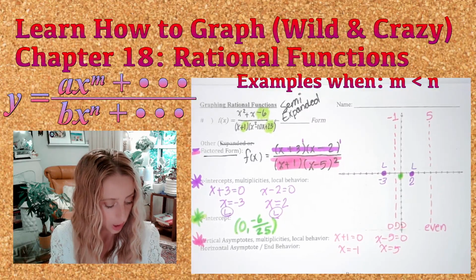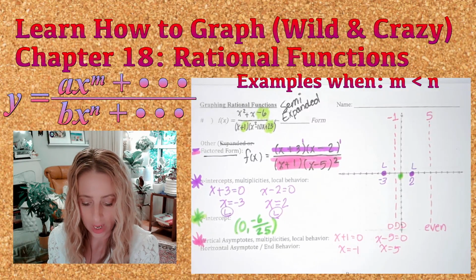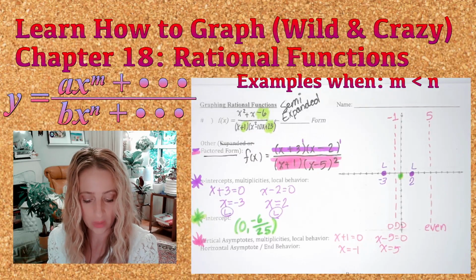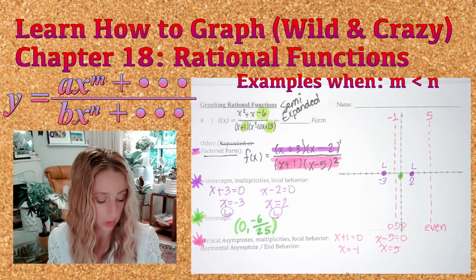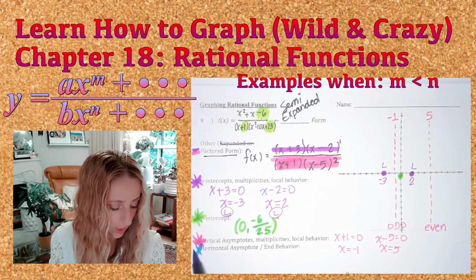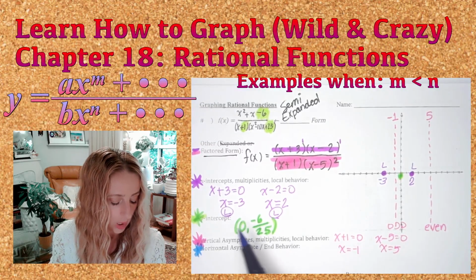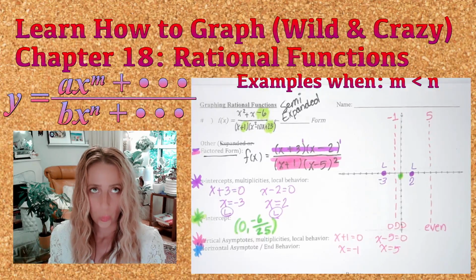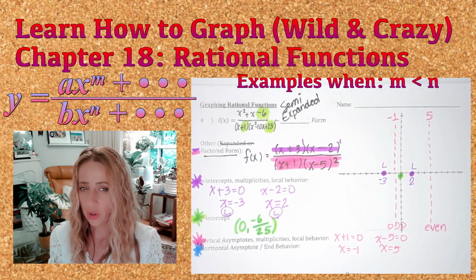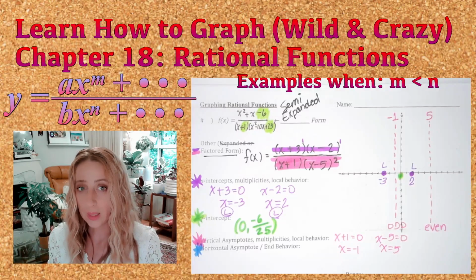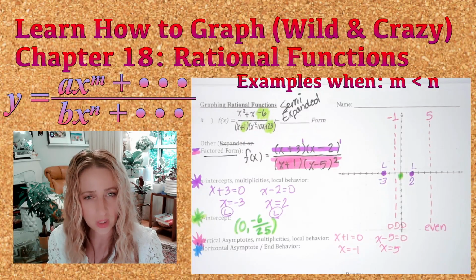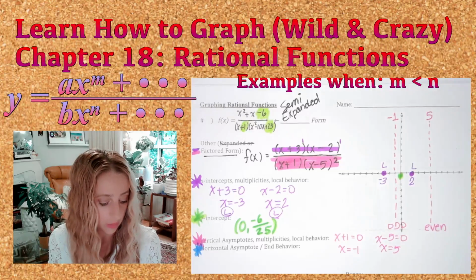So let's carry on. We are going to now do one last component, and that is the horizontal asymptote or end behavior. This is where I said I would elaborate. When we're dealing with end behavior, you're dealing with limits as x approaches positive or negative infinity.